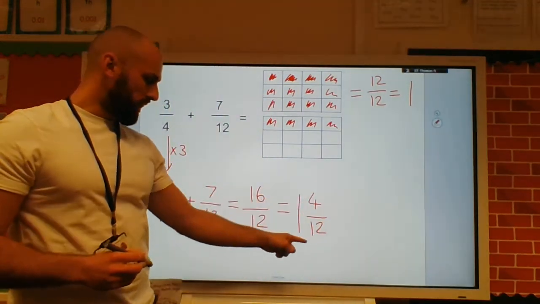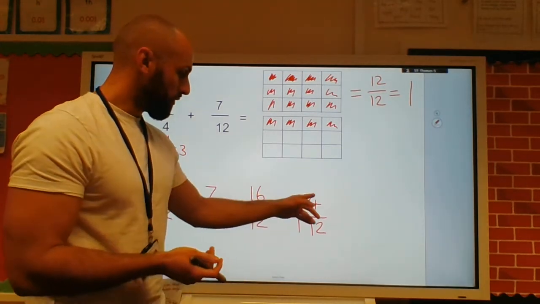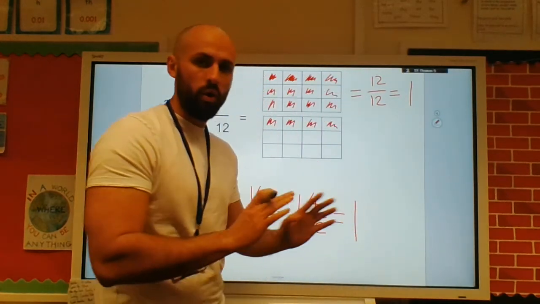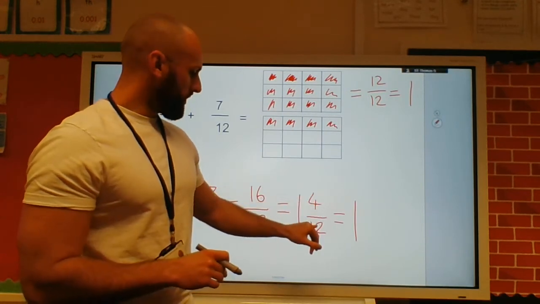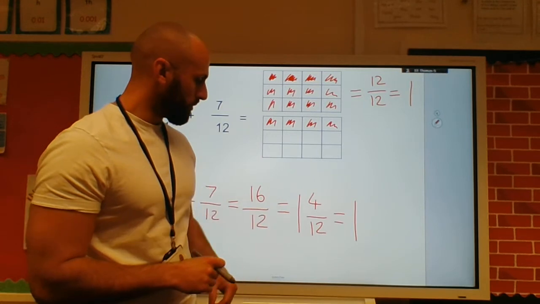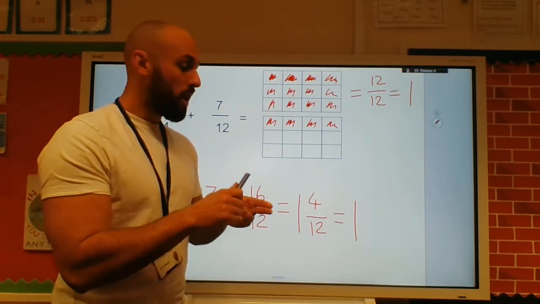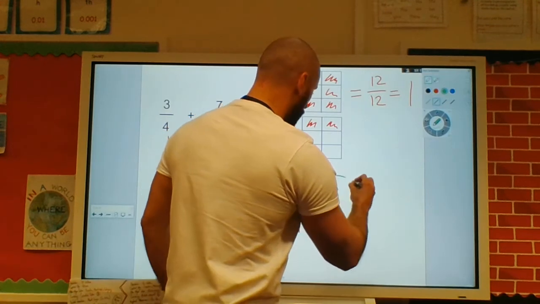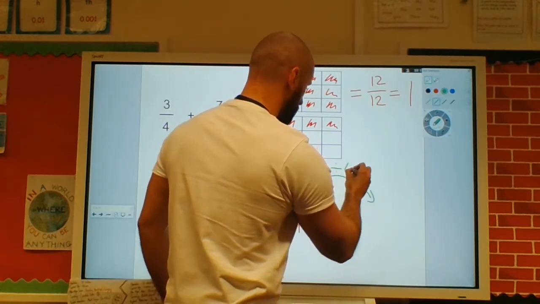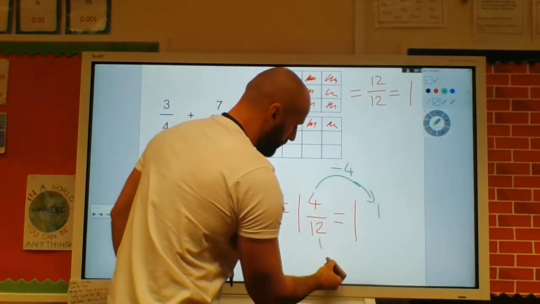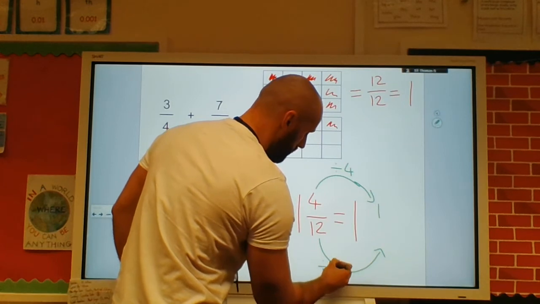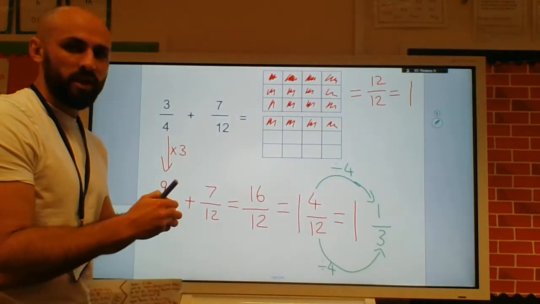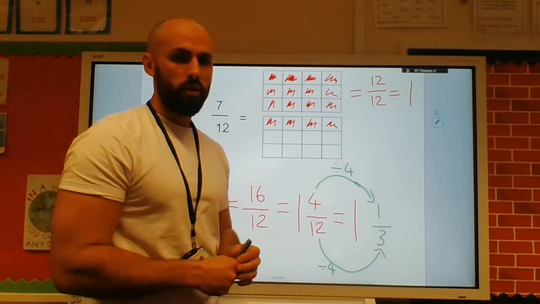So then, now I think, well, can I simplify this? And the answer is yes. 4 and 12 will appear in the same times tables. Remember, the 1 whole isn't affected. And now think of the highest common factor of 4 and 12. Well, I know they're both even, so I know they'll divide by 2, but the highest common factor is 4. So I will divide 4 by 4, which will give me 1. I divide 12 by 4, which will give me 3. So my simplest answer is 1 1/3.